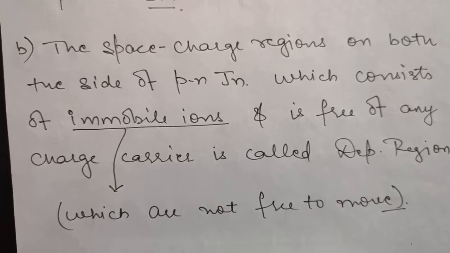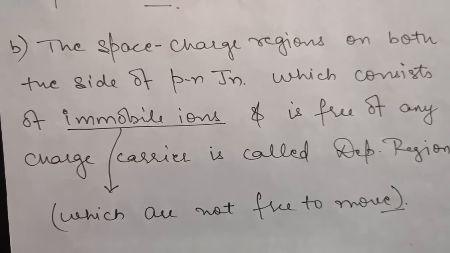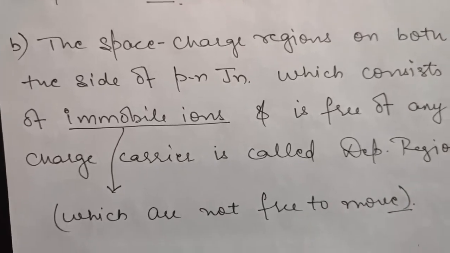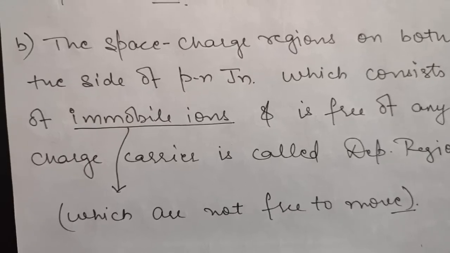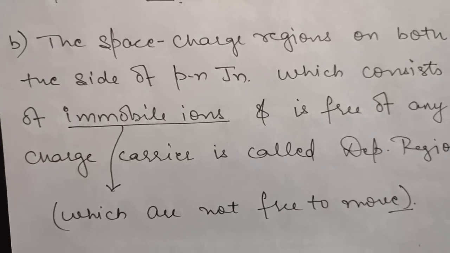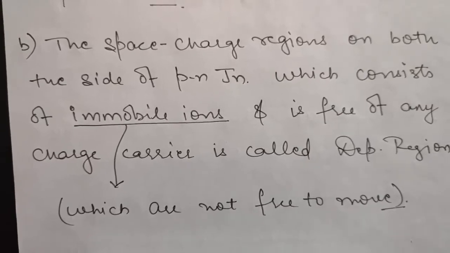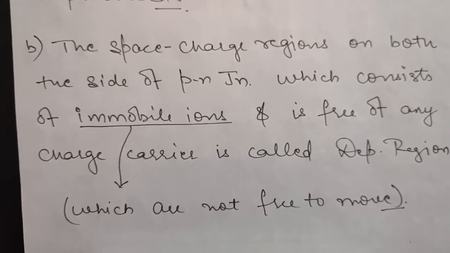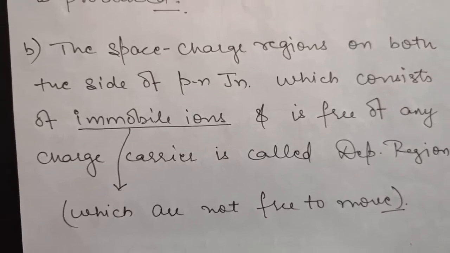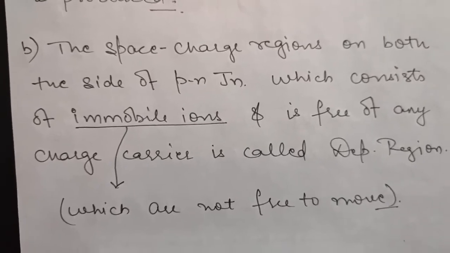And if it is asked how the depletion region is formed, you can say the depletion region is formed due to the movement of majority charge carriers, that is from the movement of electrons from N type to P type, and the movement of holes from P type to N type. Okay, so this was the explanation of the depletion region.